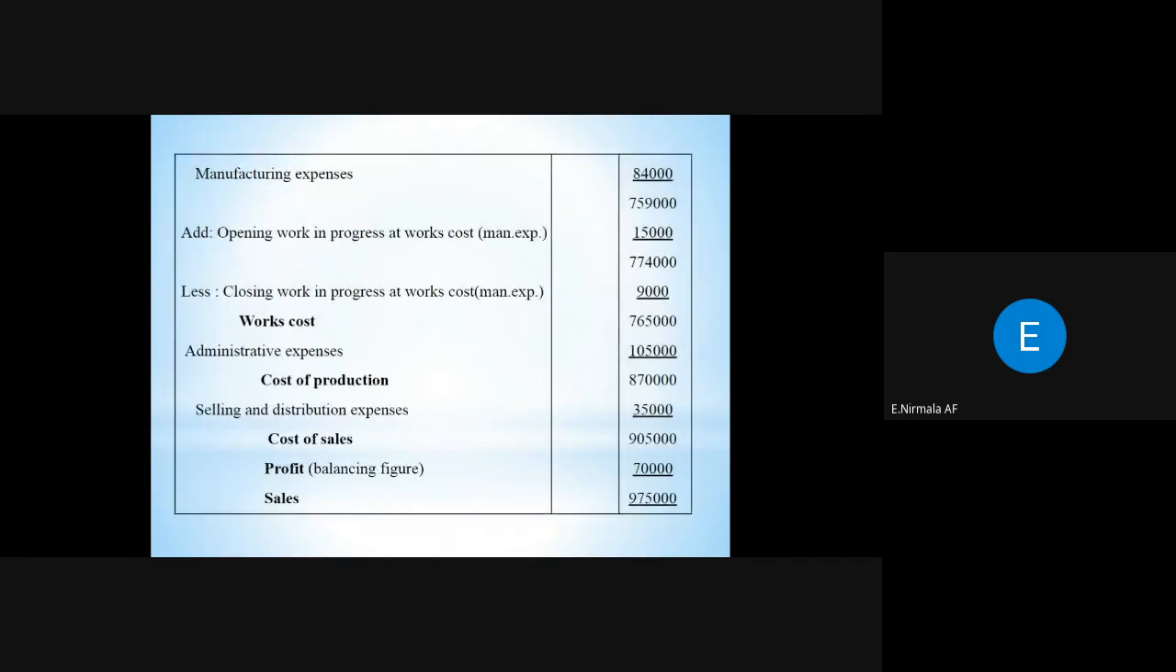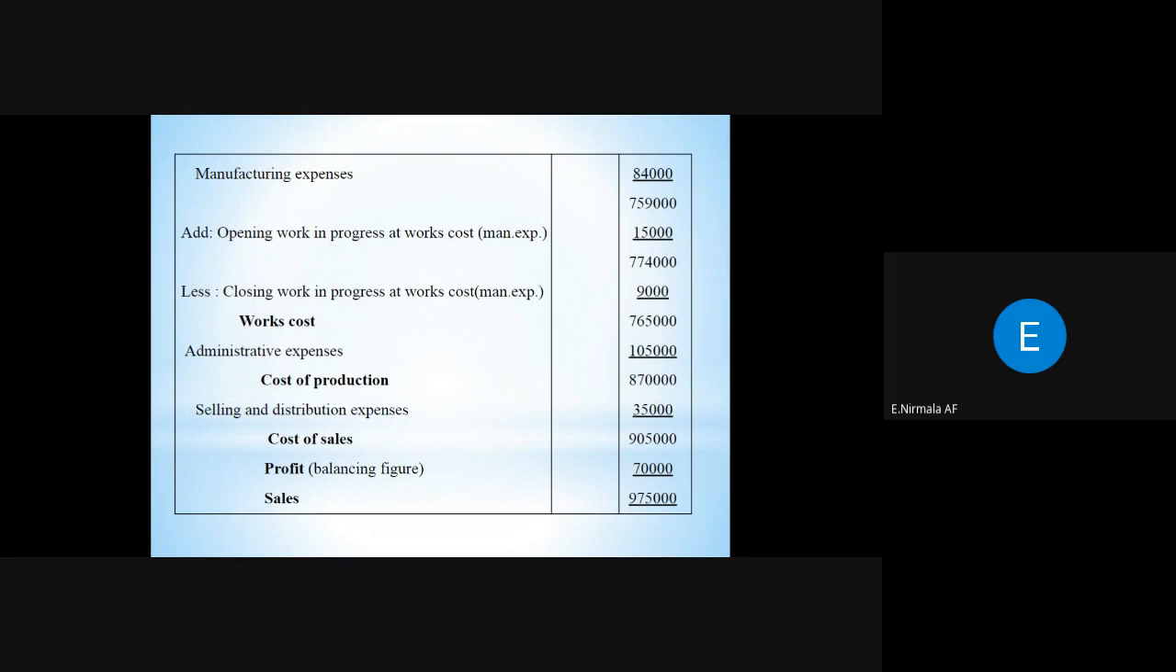Now, after prime cost, what we have to do? We have to concentrate on three overheads, right? What is the first one? Work overhead. Second one, office and administration overhead. What is the third one? Selling and distribution overhead. So first, here we have manufacturing expenses or factory expenses, 84,000. Then we have to add opening work in progress at work cost, and we have to deduct closing work in progress at work cost. Then we will get a work cost of rupees 7,65,000.